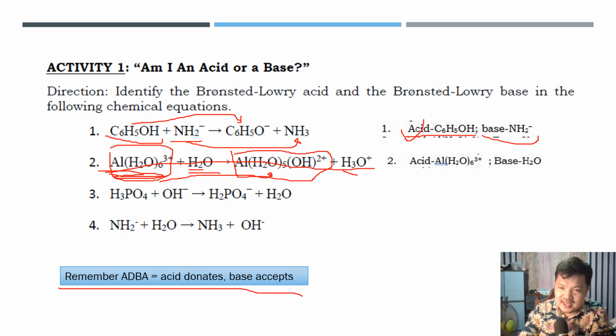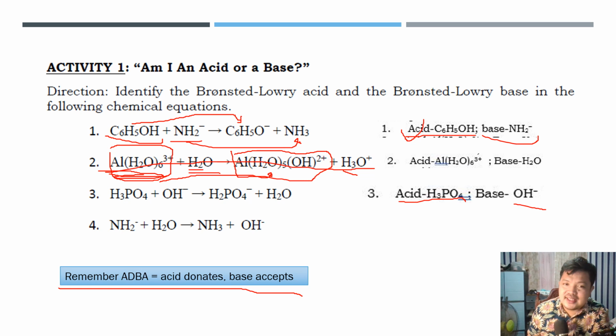Okay, moving on with number 3. So, dito naman sa number 3, yung acid is H3PO4, and the base is OH negative. So, tingnan natin, yung counterpart ng H3PO4 is H2PO4 negative. Yung counterpart naman ng OH negative is H2O. So, in this case, H3PO4, meron tatlong H. Dito naman, merong dalawang H. Ibig sabihin, nag-donate. Kaya ito yung acid natin. Ito naman, from OH, naging H2O. Nadagdagan siya ng H. Mean to say, nag-accept siya. Mean to say, OH becomes the base.